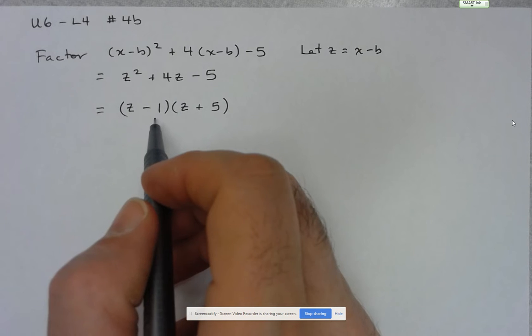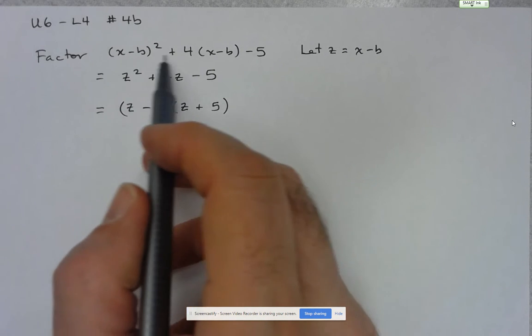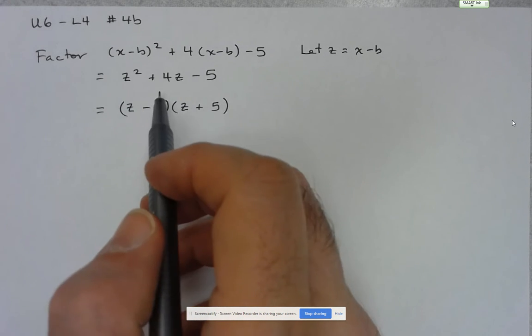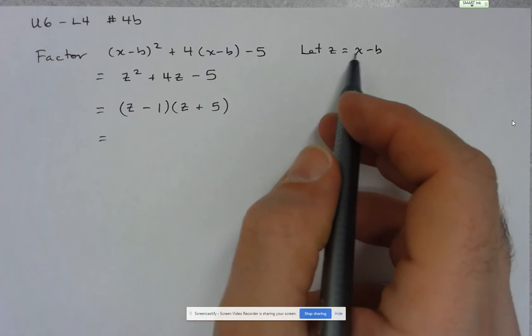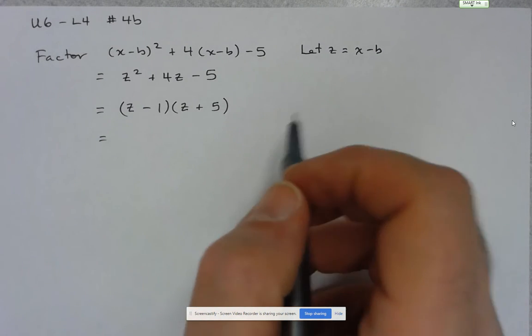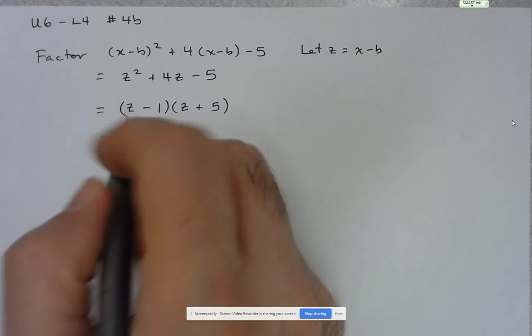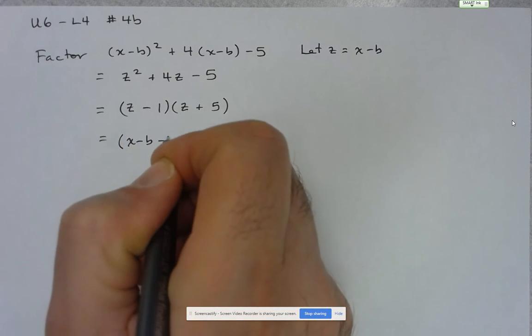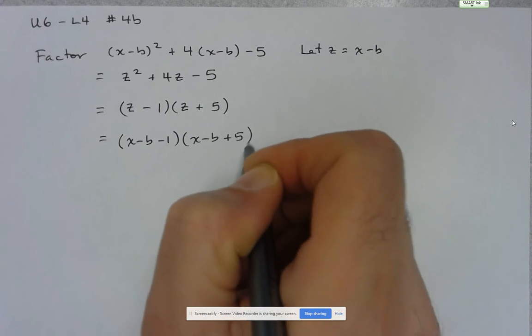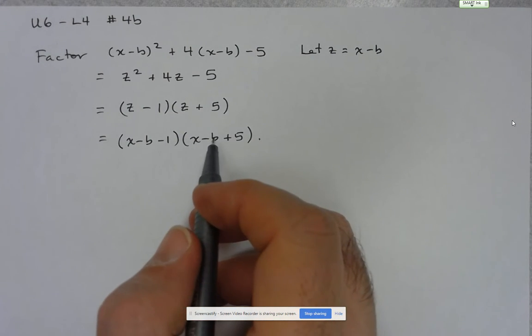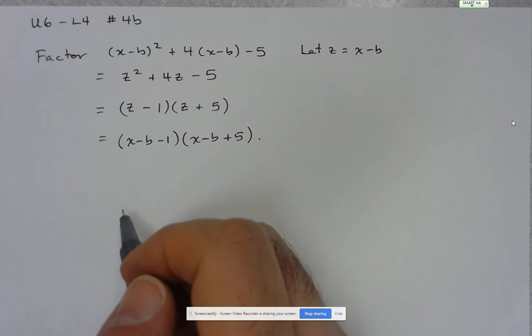However, we'd like our answer to be given in terms of the same variables as our original expression. So all I have to do now is wherever I see a z, I now replace it back with what it was representing. So this is just going to be x minus b minus 1, and then x minus b plus 5. And there you have it. You have it in factored form as a product of these two binomials.